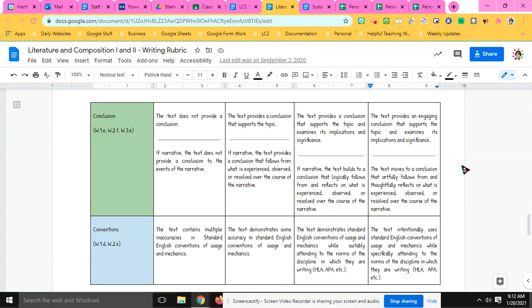Conclusion. You guys did a self-reflection of this using the district rubric yourself last class, so you should be familiar with this. But the conclusion to earn a 4 reads, the text provides an engaging conclusion that supports the topic and examines its implications and significance. By examining its implications and significance, that's where you're going to get into the meat and potatoes of how will that make our society better.